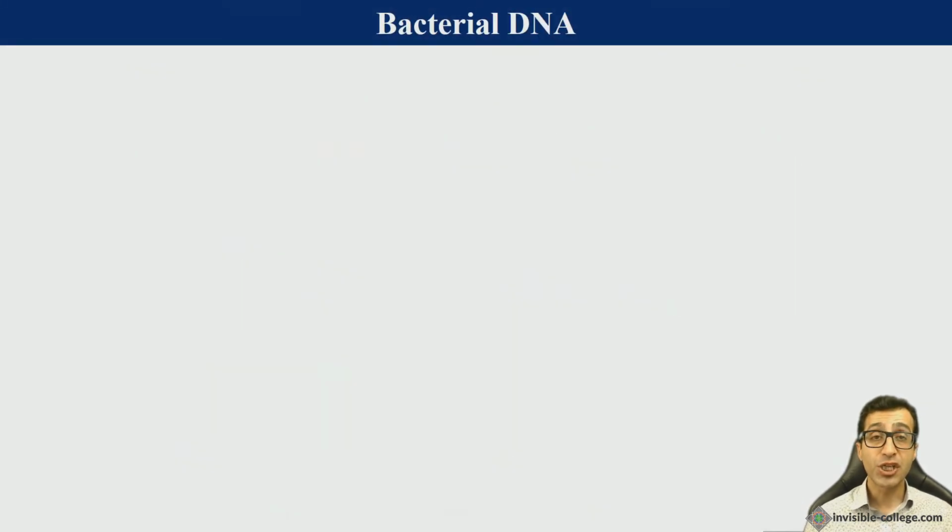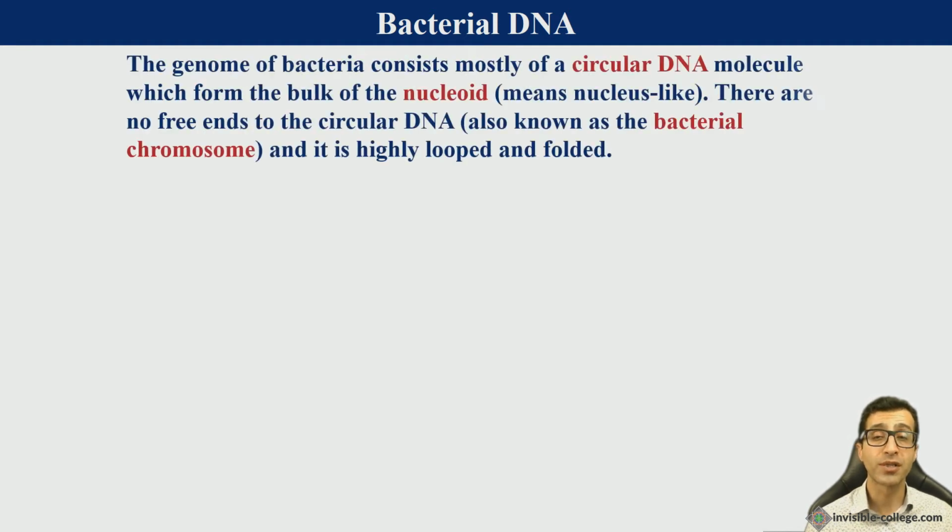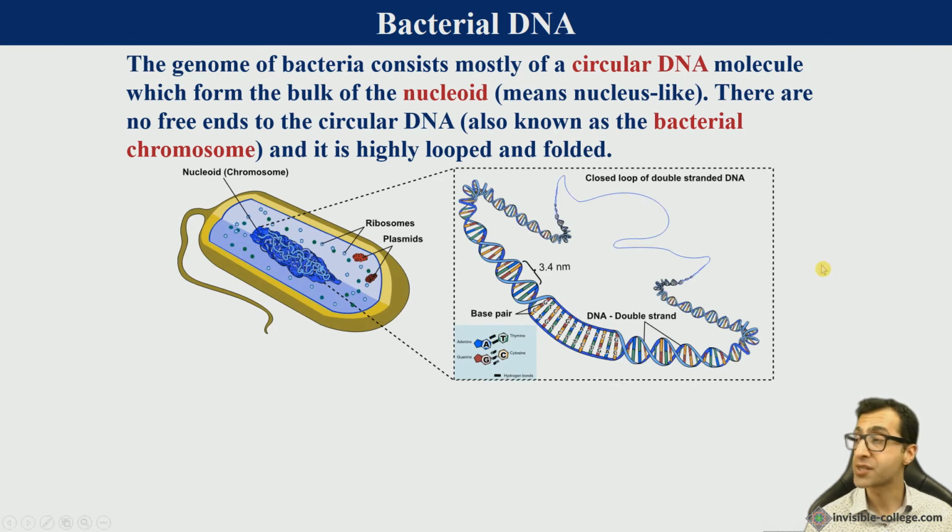Now we mentioned that the genome of bacteria consists mostly of a circular DNA loop which forms the bulk of a region of the cytoplasm called the nucleoid. Now the nucleoid is the equivalent in a bacterium of the nucleus. So remember, bacteria do not have internal membrane-bound organelles, and so the bacterial chromosome does not have a nuclear envelope around it, but it is clustered and coiled and folded into a region of the cytoplasm which is called the nucleoid.